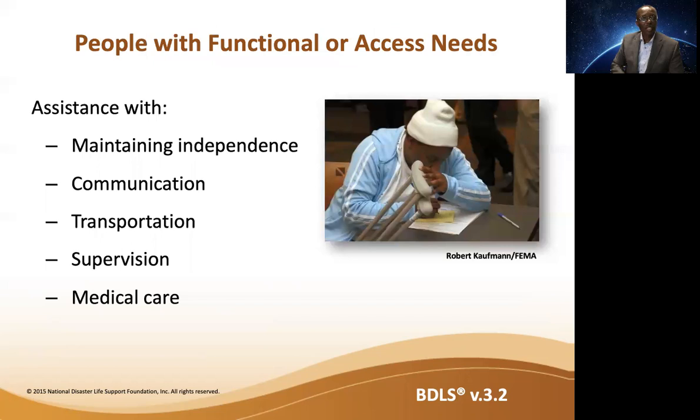Populations with functional or access needs require special assistance with maintaining independence, communication, transportation, supervision, or medical care. These populations each have very different needs. It is important to assess your own community to understand the needs therein. Then you can appropriately plan for the myriad of issues that will come up in a disaster.